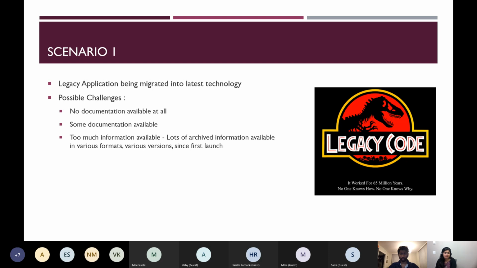across is that possibly there's no documentation, considering it is a legacy application, or some documentation may be available, which is not bad, at least it would give us a head start, but again, not a complete picture. Or too much information is available. Having no documentation or having too much documentation is really tricky as well.